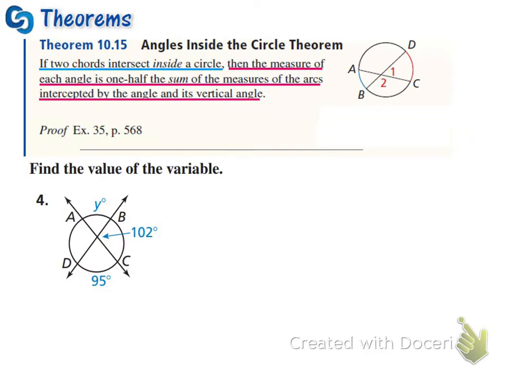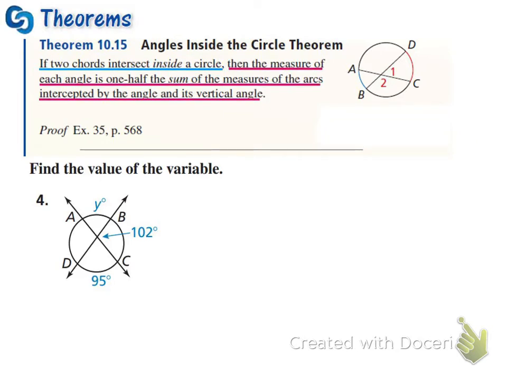Okay, so go ahead and highlight what is in blue. If two chords intersect inside a circle, then the measure of each angle is 1/2 the sum. So what does sum mean to me? Addition. Yeah, the answer to an addition problem. So it's 1/2 of whatever two things are added together.